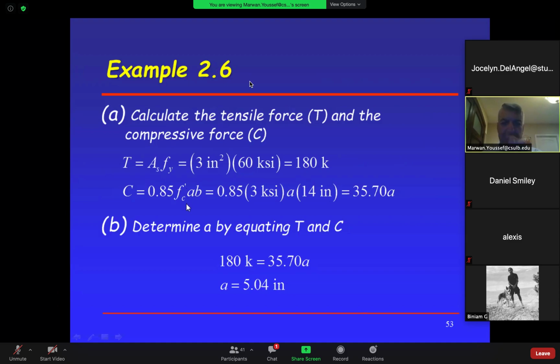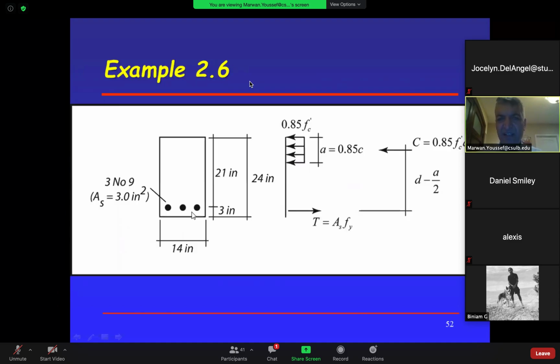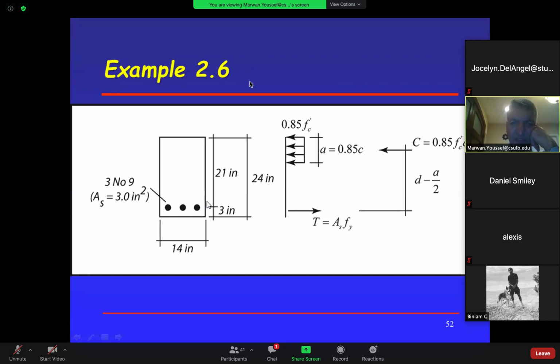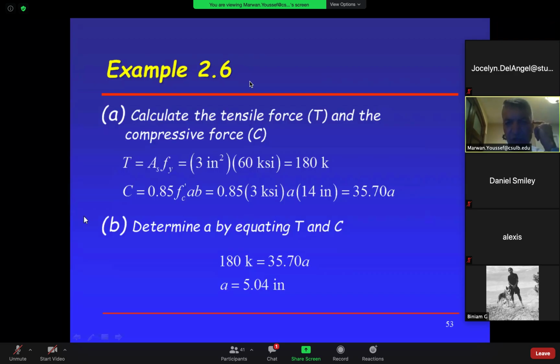What about a? a, I don't have it yet. Why is that? Look at a. a is equal to 0.85 times c. I don't know c yet. Now, c sometimes is the middle of the section. But when this beam starts to bend and gets to ultimate, that neutral axis is going to start shifting. So we cannot say it's h over 2. Therefore, I'm going to leave a as unknown. And what is b? b is 14 inches right there. So this is equal to 35.7 a.